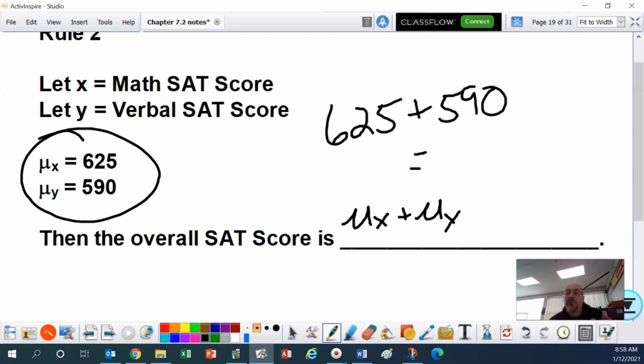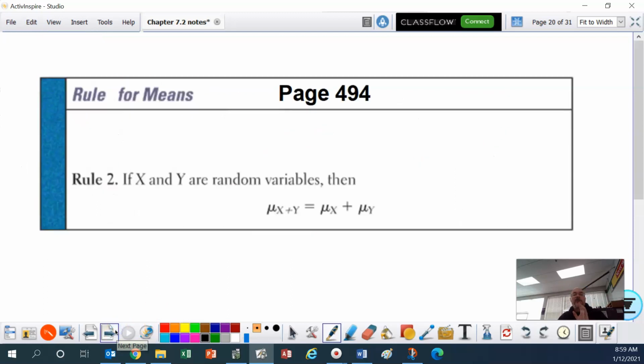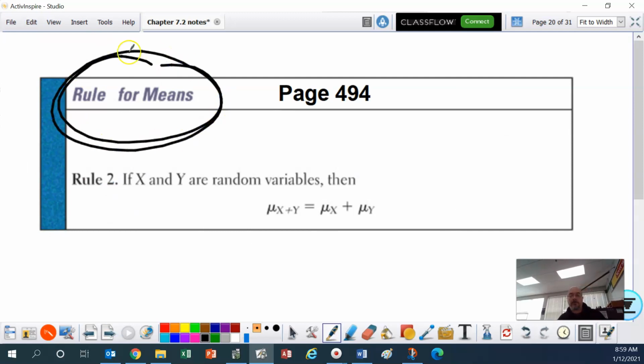Now this is rules for means. This is the rules for the means, or the expected value. And so you're going to get 1215. So that's your overall score. That's rule number 2 for means. You'll see that on page 494 also. Again, this is the rules for means.